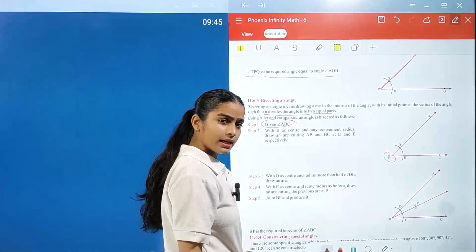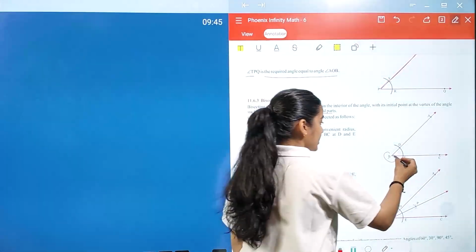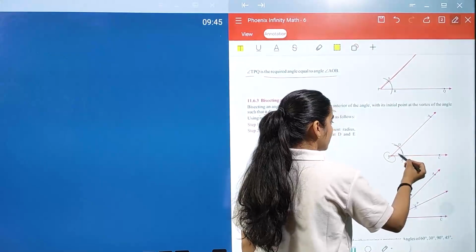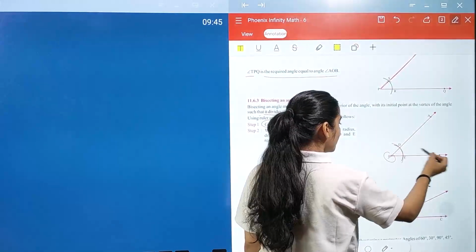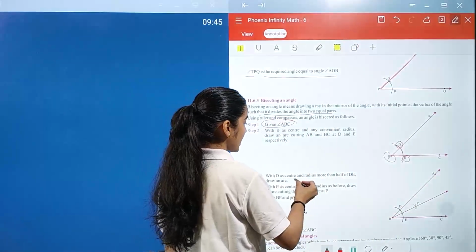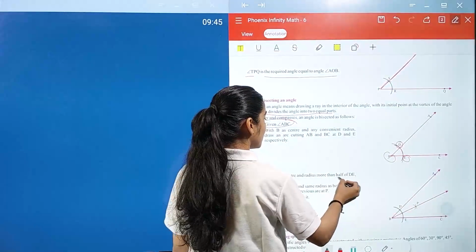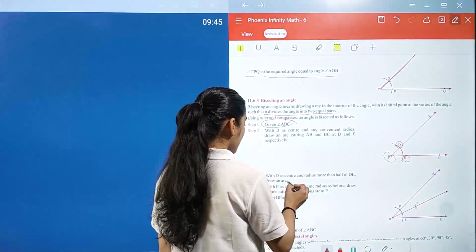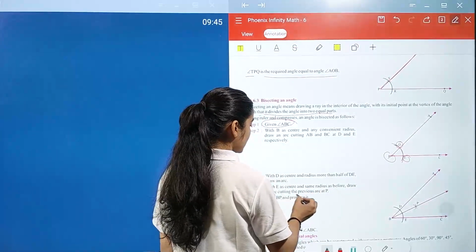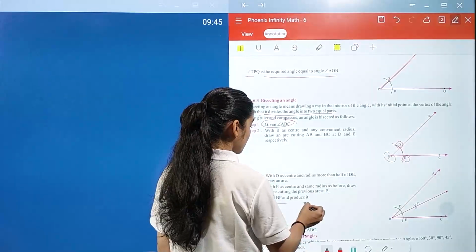So you have to take any random radius, place your metal tip at B and mark an arc which is intersecting, cutting OB and OC at D and E. After this, with D as center and more than half of DE, draw an arc, with E as center and same radius as before, an arc cutting the previous arc at P. Join BP and produce it.